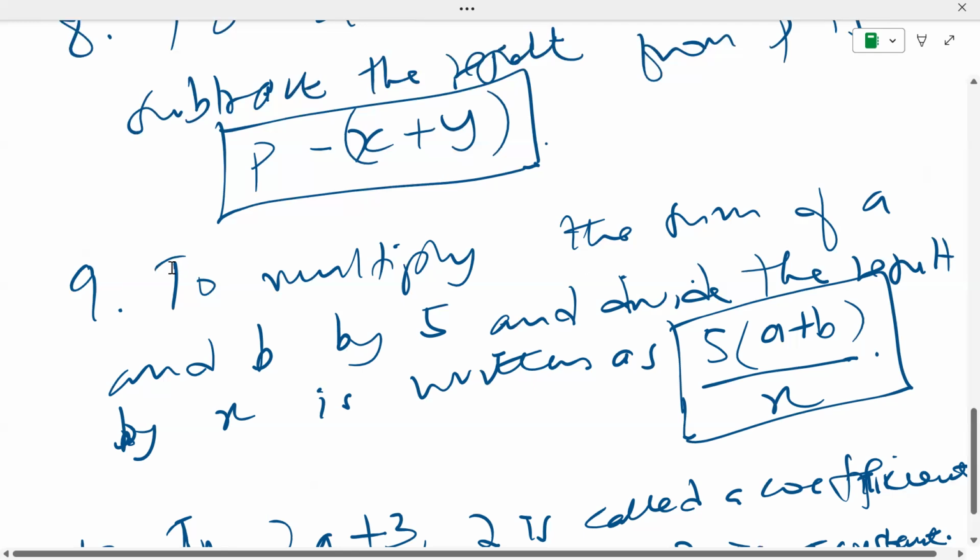So the whole of this expression up to this point has been captured in this mathematical expression. To multiply the sum of a and b by 5 and divide the result by x is written as 5 into brackets open a plus b brackets closed all over x. So that's how we translate sentences into mathematical expressions.